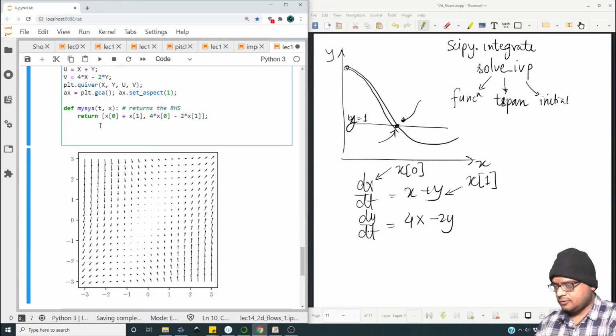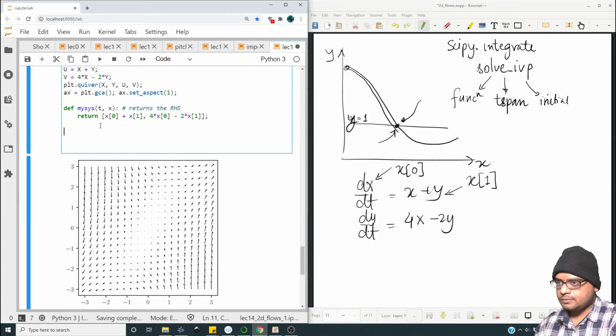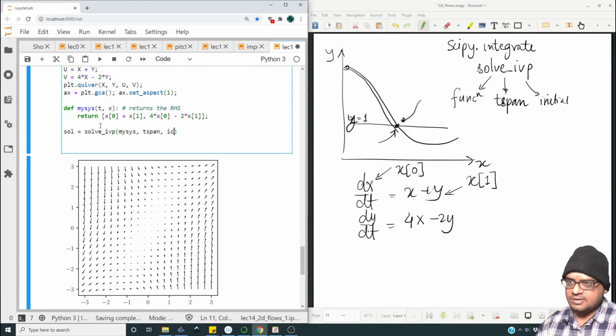We can now go ahead and call this solve_ivp. Okay. So sol is equal to solve_ivp of my_sys, tspan, we'll define tspan and all that, ICs, so we don't have any additional arguments, and dense_output equal to True. So let me go to the contextual help and show you what these things mean.